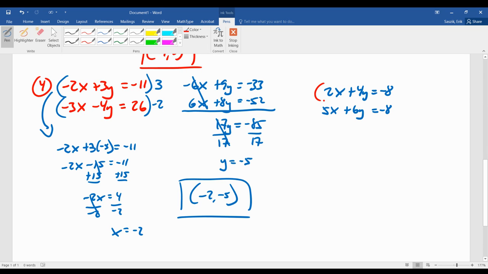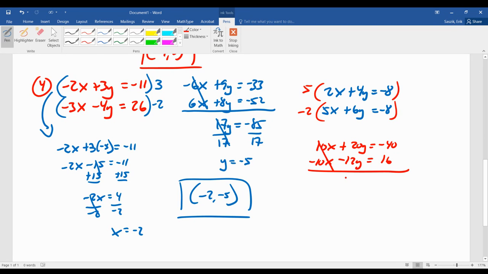So I'm going to multiply this top one by 5. That would give me 10x. I'm going to multiply this one by negative 2. So I'm just going to write them down here. Here's the top one multiplied by 5. Here's the bottom one multiplied by negative 2. These go away. This becomes 8y. And this is going to be negative 24. And I get y equals negative 3.